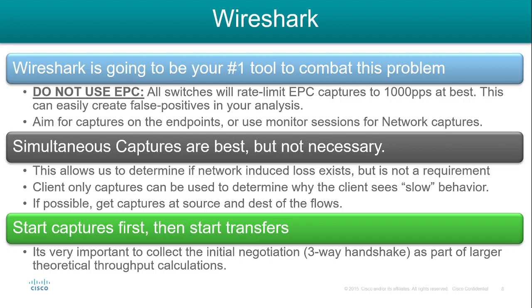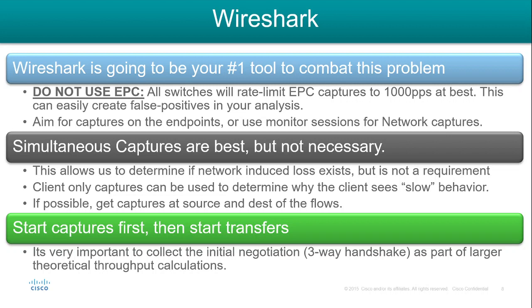EPC referring to the embedded packet capture feature that is available on a lot of Cisco routers and switches. The reason we don't want to use this for TCP troubleshooting is because a lot of these platforms have a rate limiter that is on by default and cannot be removed that's set to 1,000 packets per second. A lot of times, a genuine TCP transfer is going to go much faster than 1,000 packets per second. As a result, a good portion of the packets will be discarded as part of the EPC capture mechanism.